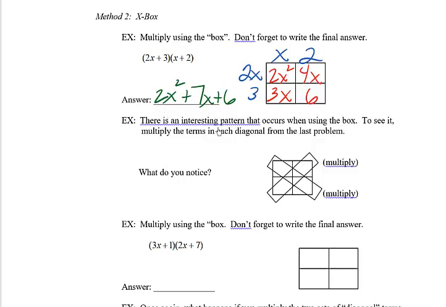Now it goes on to say that there's an interesting pattern you can see when you use one of these boxes. In order to see the pattern, you need to do some diagonal multiplication as shown in this illustration. So if you go back up to your box, if I multiply that way diagonally, I get 12x squared. If I multiply this way diagonally, I also get 12x squared. I get the same thing. Now we need to make sure that's not just a coincidence. Let's go down to this other example here.